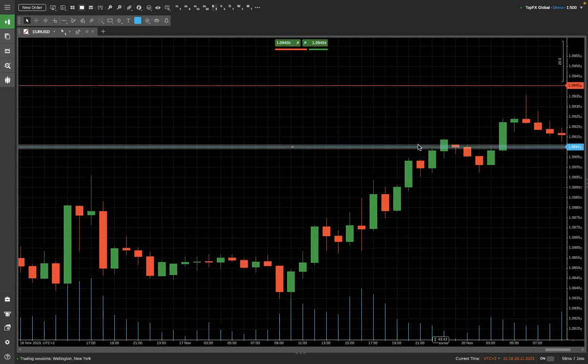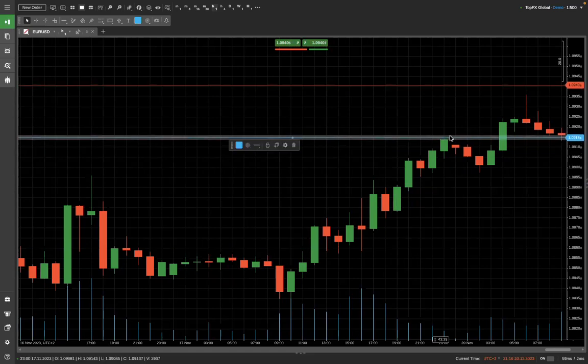Now let's switch our attention to this level, the last local high, the last local high before this one, of course, because that's the swing high. The last local high, which acts as the technical support. And this is what we got.